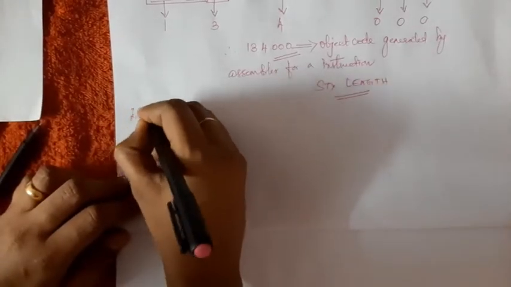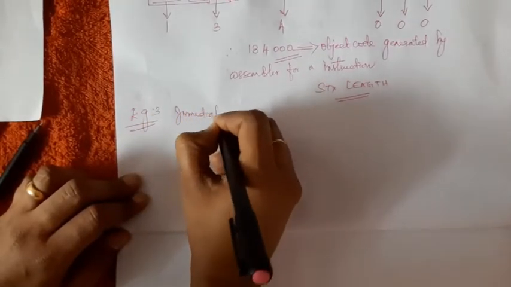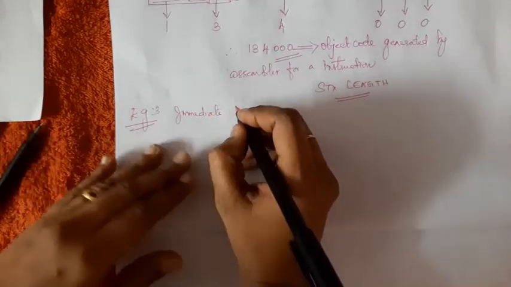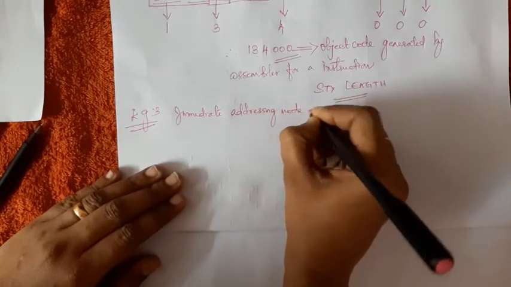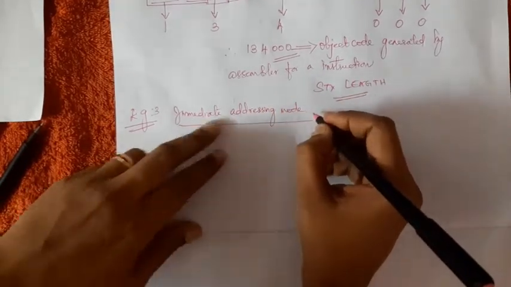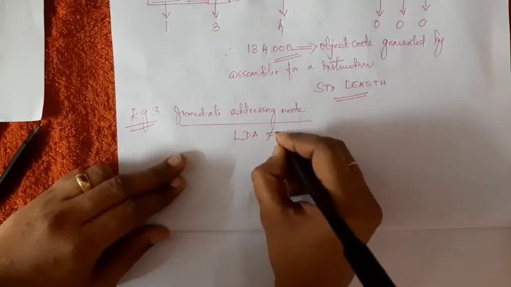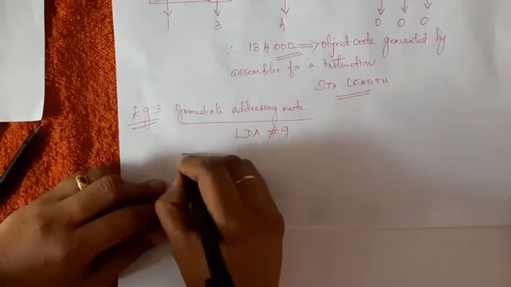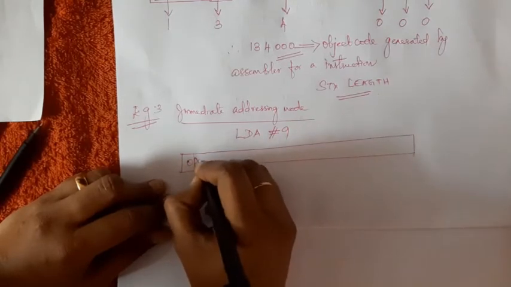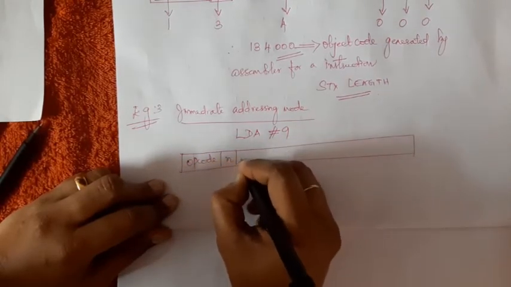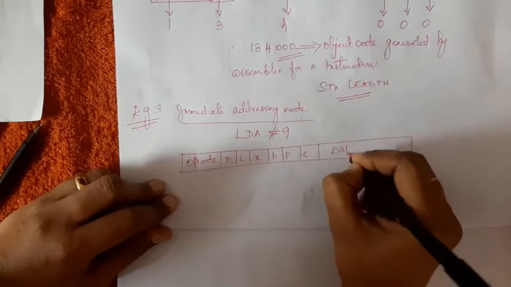Now next we see an example for immediate addressing mode. We see all types of examples in this addressing mode. For immediate addressing mode, we have an instruction. We'll take load accumulator 9. So the format would be opcode, again we write N, I, X, B, P, E, displacement.